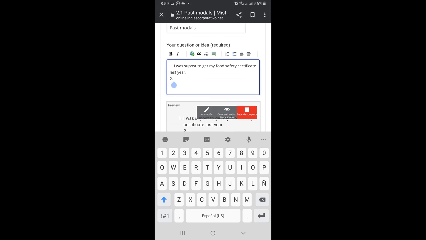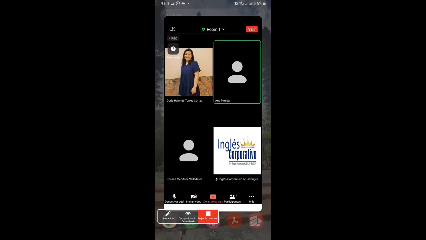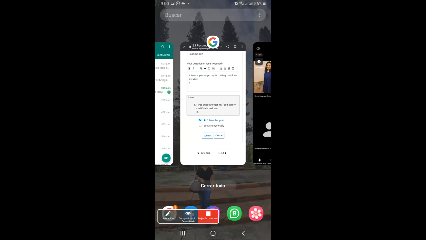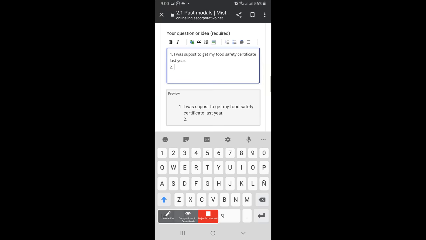Number two. For example, I didn't have to go to my shorts yesterday. One with should have. Let's do one with should have. I should have eaten less food.